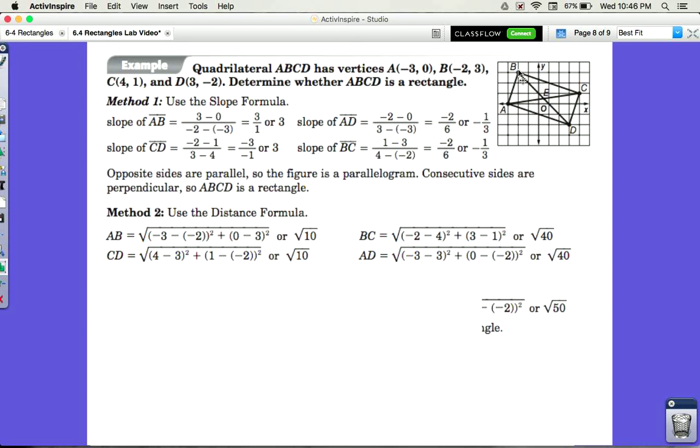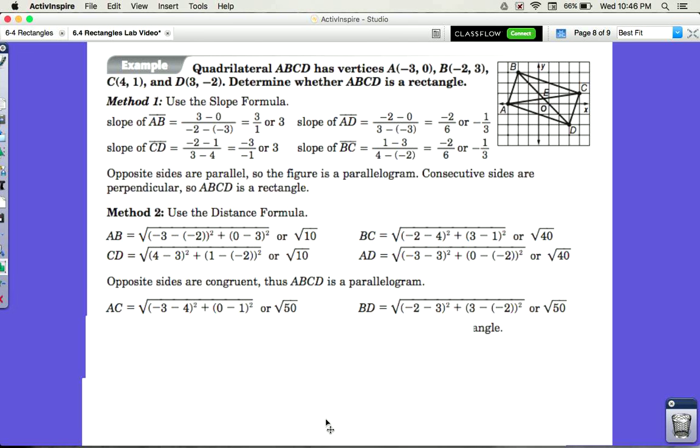Now I just need to make sure that the diagonals are congruent to each other. So I need to make sure that AC is congruent to BD. In this case, they're both the square root of 50. That means the diagonals are congruent. So this must be a rectangle.